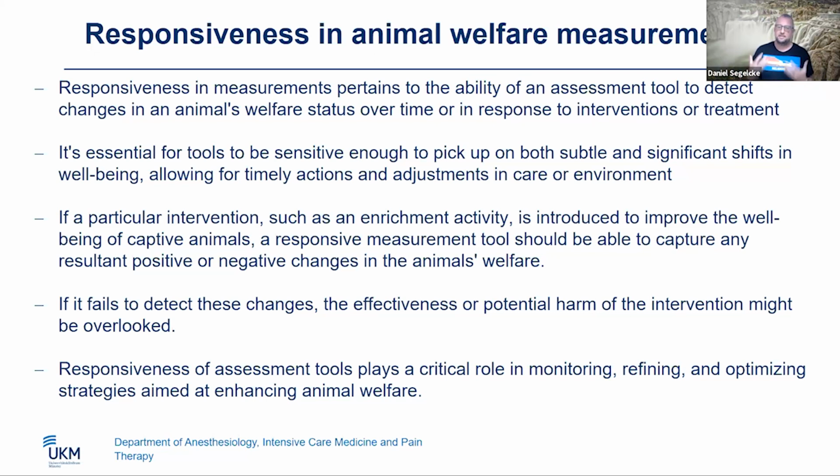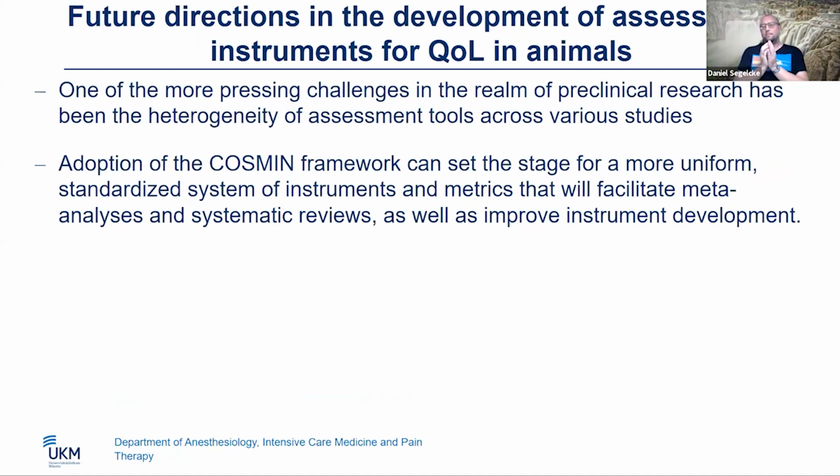And I think we have this problem in biomedical research, but also in the context of farm animals. Responsiveness of assessment tools plays a critical role in monitoring, refining, and optimizing strategies aimed at enhancing animal welfare in general. This was a brief introduction about the COSMIN framework, the factors of the COSMIN framework integrated in animal welfare measurement instruments, and I will give you here some further directions, some examples in the development and assessment of published instruments for quality of life in animals.